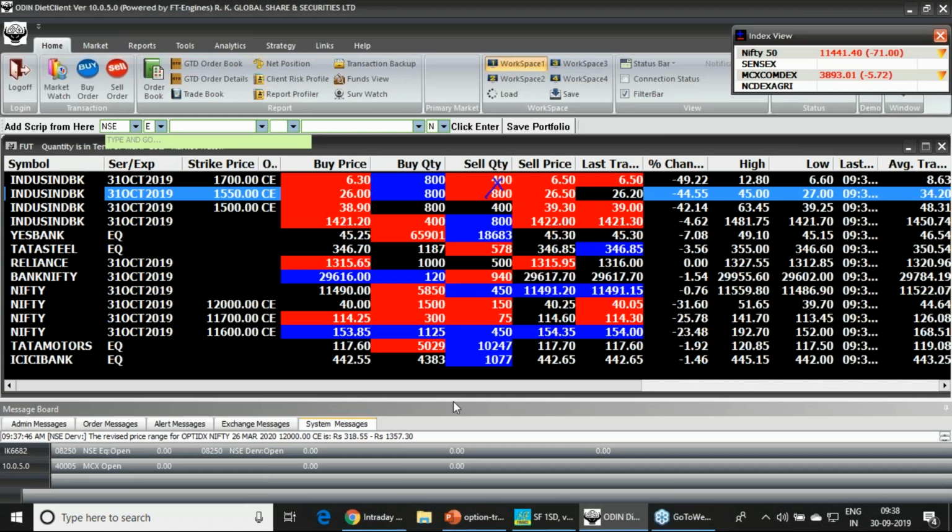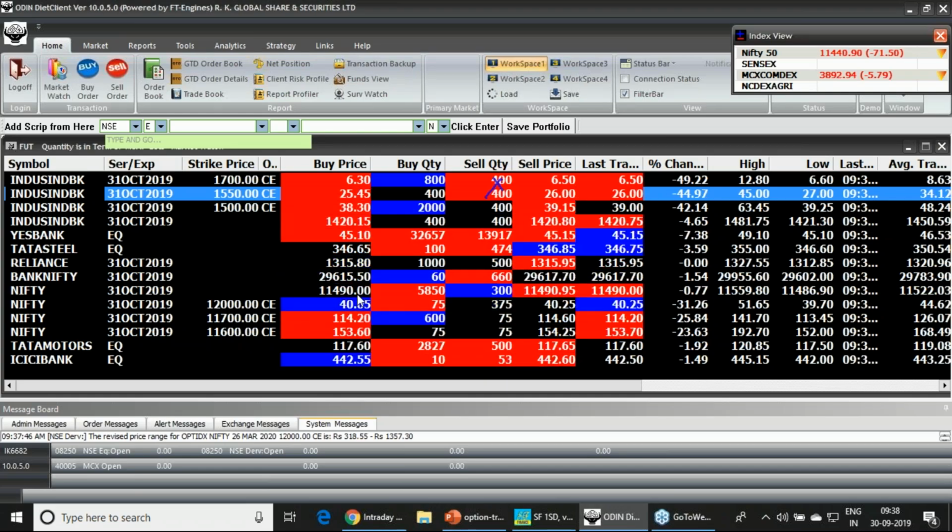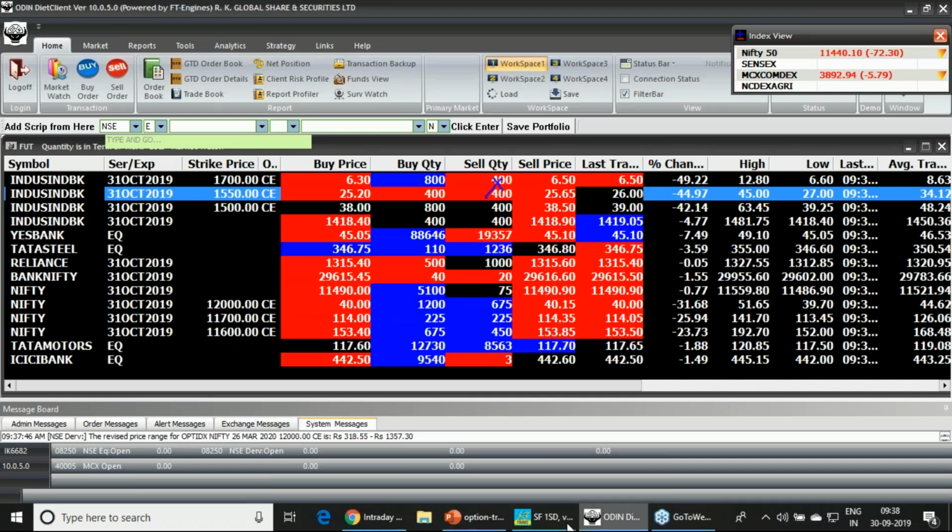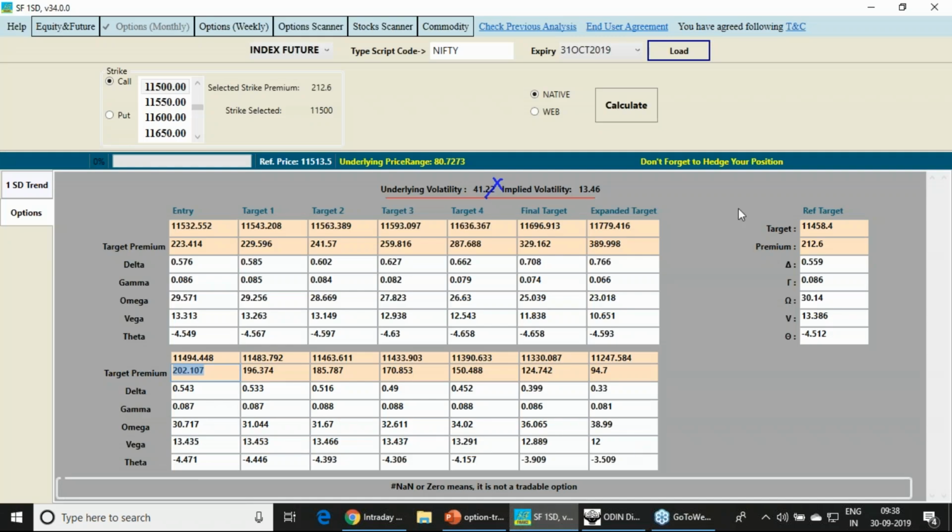And now the future is 11,490. 11,490 is the future. So what do you have to do here? Can anyone tell me, in this situation, if I want to trade in the call option, can I buy the call option? Can I sell the call option? What should I do? Can anyone tell me?